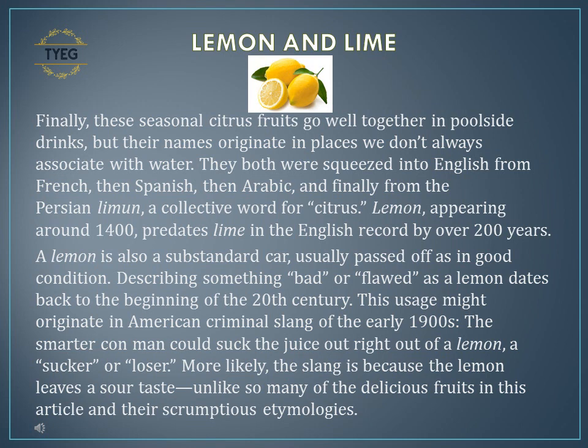A lemon is also a substandard car, usually passed off as in good condition. Describing something bad or flawed as a lemon dates back to the beginning of the 20th century. This usage might originate in American criminal slang of the early 1900s. The smarter con man could suck the juice right out of a lemon, a sucker or loser. More likely, the slang is because the lemon leaves a sour taste, unlike so many of the delicious fruits in this article and their scrumptious etymologies.